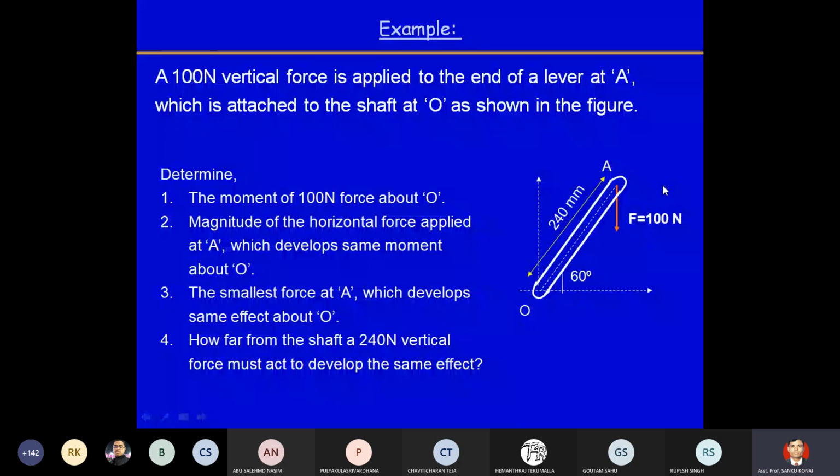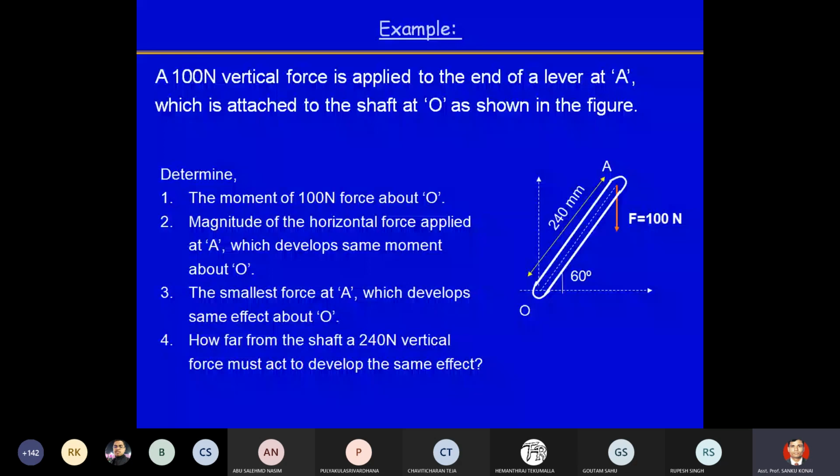Now from the first question we got the moment value. Now we will consider a force acting in the horizontal direction. We know the perpendicular distance, so this force into perpendicular distance will be that moment. Then from that equation we can find the horizontal force. Now another question is the smallest force at A which develops the same effect about O. There are an infinite number of directions in which this force can act.